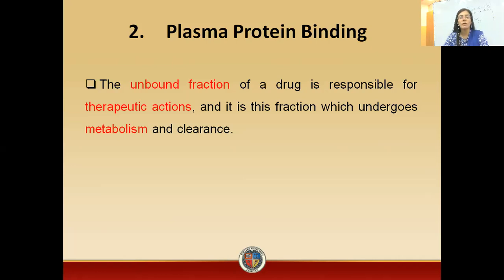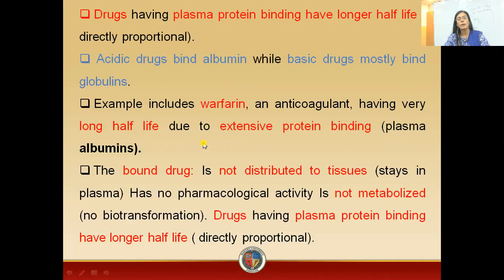But whenever you have an unbound fraction of drug, whenever you have free drug, it means your drug is available for therapeutic action. Your drug is available to get metabolized. Your drug has the chance of being cleared from the body. So whenever there is plasma protein binding of the drug, it means there is a longer half-life of the drug because your drug is not undergoing the process of metabolism.